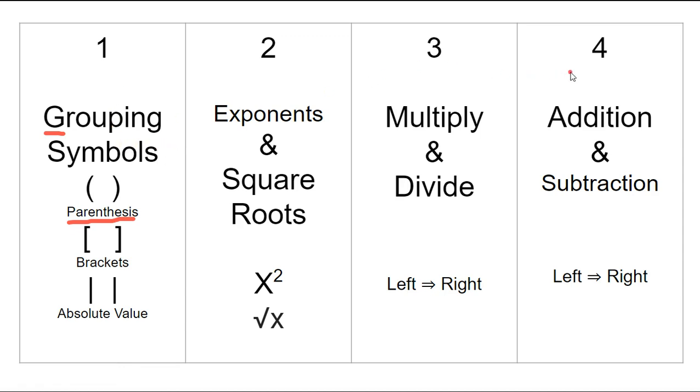But here is technically the category, because we only really have four. So, we do our groupings first. Next, we do our exponents and square roots. When we do our exponents and square roots, we're technically doing them left to right. Same thing with multiplying and dividing. You'll notice that multiplying and dividing are both together.